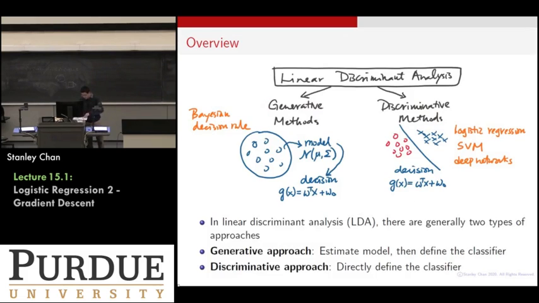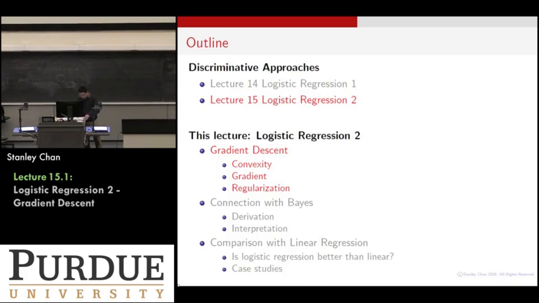So this is again the same slide that we have gone through many times. We're talking about discriminative methods, and we are in this branch. We're looking at logistic regression. Very soon we will look at support vector machine and also neural networks. Okay. So the plan for today is to go through these three topics in logistic regression.